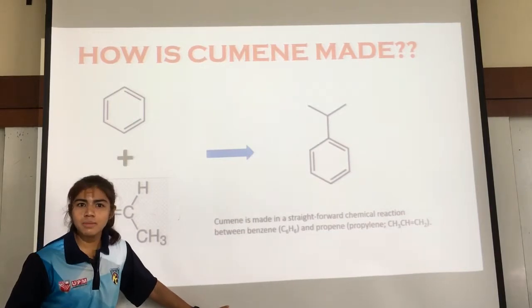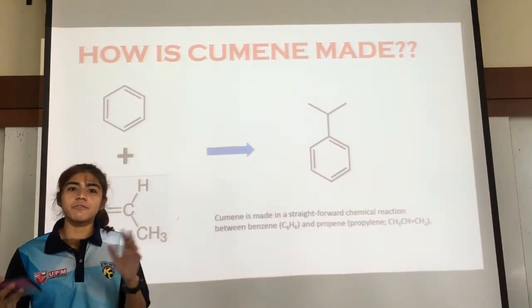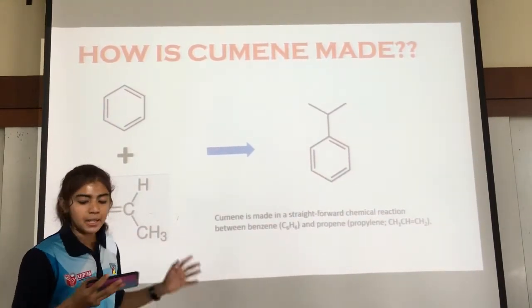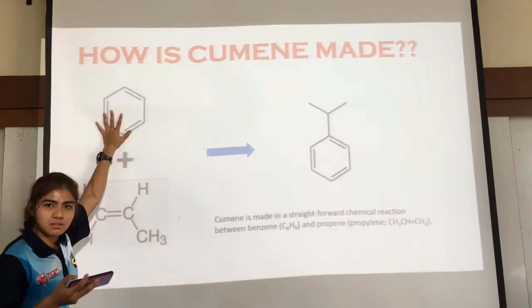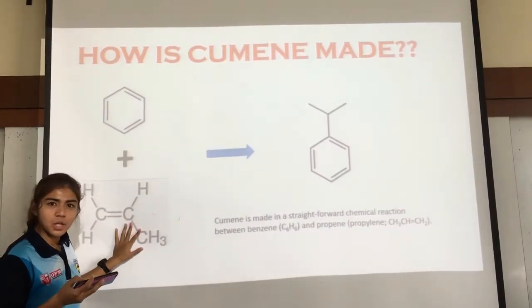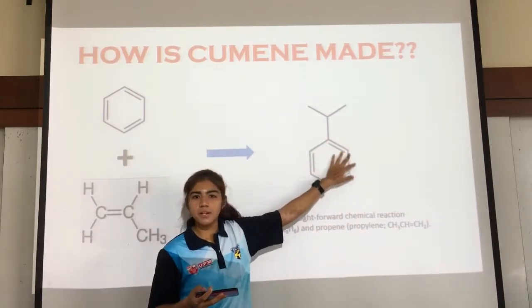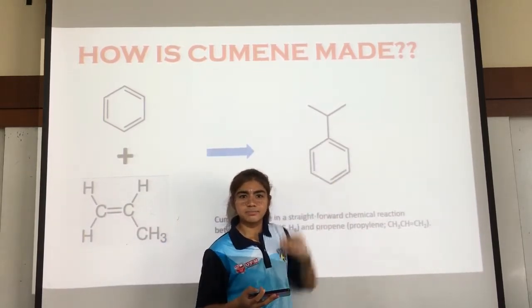So, how is cumene made? Cumene is made very simply by adding benzene with propene, which results in a carbon ring and a branch. Next.